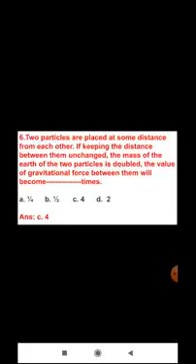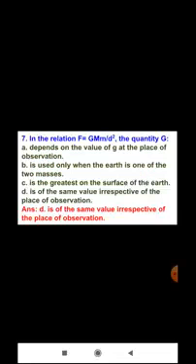Okay, next question. Two particles are placed at some distance from each other. Keeping the distance between them unchanged, the mass of each of the two particles is doubled. The value of gravitational force between them will become what? Will it become 1 by 4 times, half a time, 4 times, or 2 times? This we had done when we were solving those numerical parts. Such type of sums were shown in that. So when you are doubling here, the value of gravitational force between them will become 4 times. Okay, now next question.